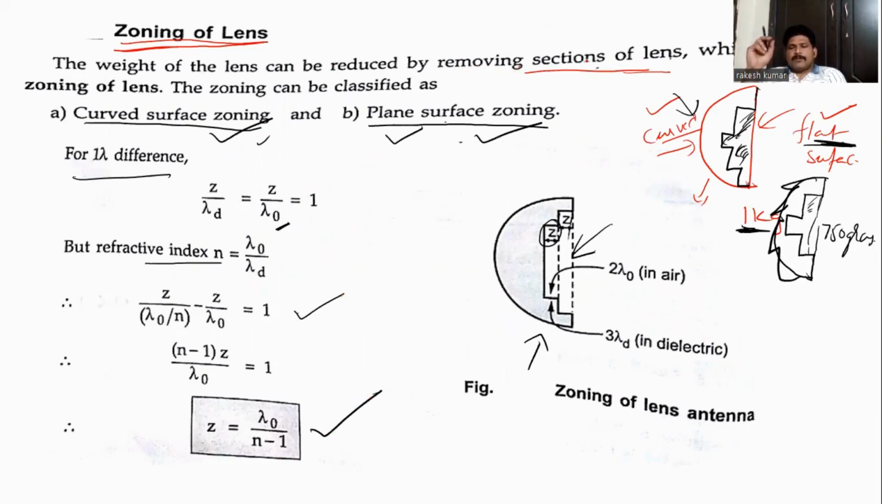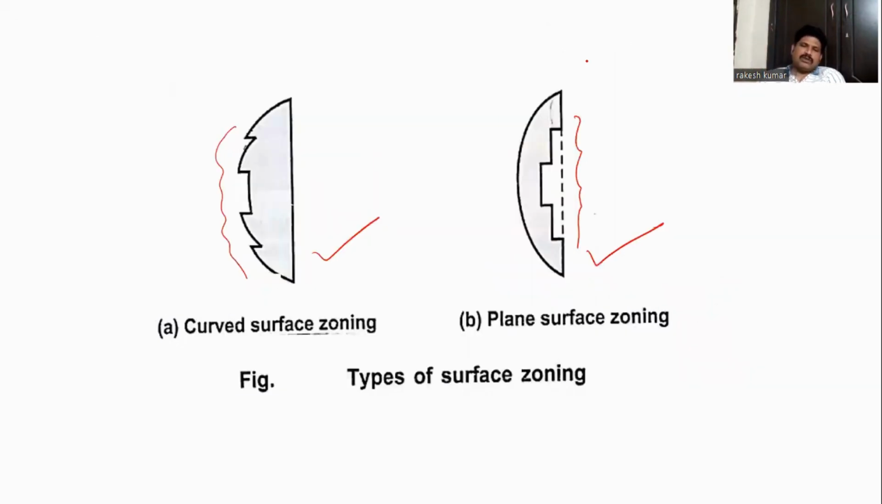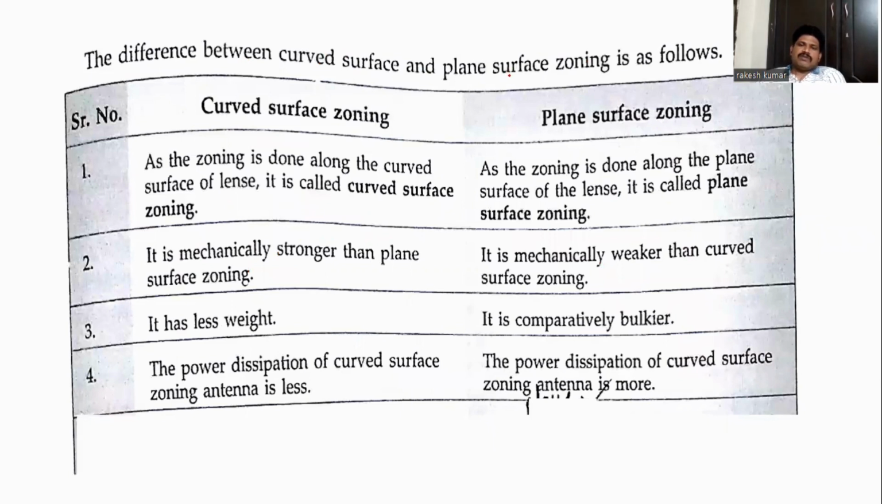What are the two types of zoning? One is curved surface zoning and the other is plane surface zoning. Let us see the differences. In curved surface zoning, the zoning is done along the curved surface of the lens. In plane surface zoning, the zoning is done along the plane of the lens. Curved surface zoning is mechanically stronger, while plane surface zoning is mechanically weaker, less weight but comparatively bulkier. The power dissipation of curved surface zoning antenna is less. The power dissipation of plane surface antenna is more.